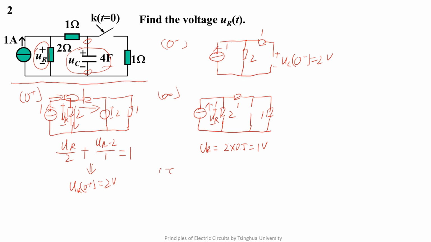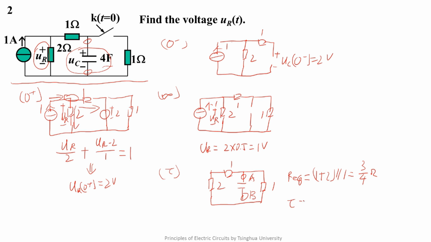In order to solve tau, we need to draw the Thevenin equivalent circuit seen from the terminals of the capacitor to the outside. All the independent sources take no effect when we solve the Thevenin equivalent resistance. This is the Thevenin equivalent circuit. Seen from terminals A and B to the outside, Req equals 1 in series with 2 in parallel with 1, which equals 3 over 4 ohm. So tau equals 4 multiplied by 3 over 4 equals 3 seconds.